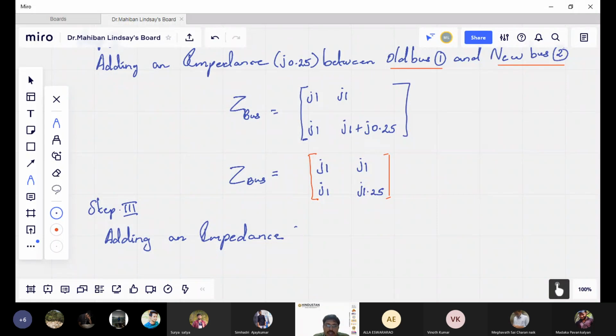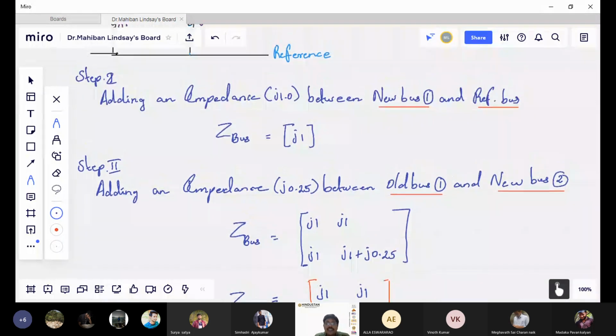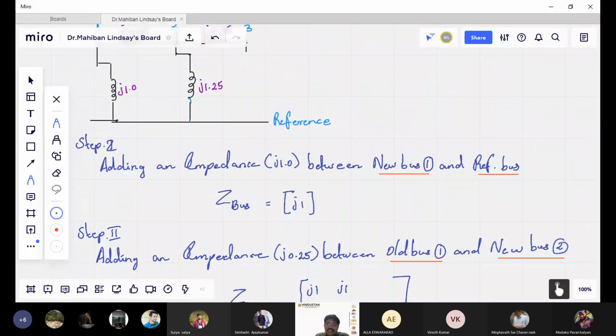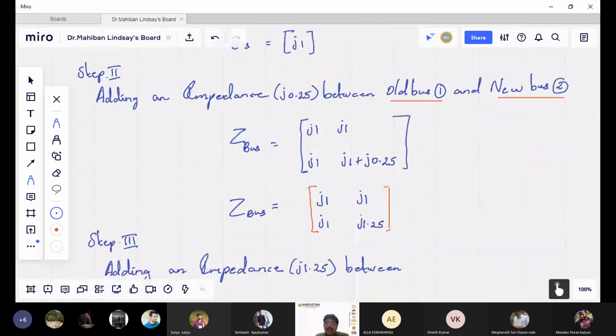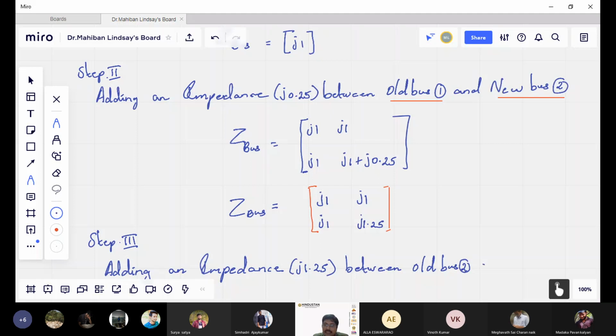Impedance J 1.25, we'll put J 1.25 between second bus and the reference bus. See, now the second bus is old bus and the reference is already there. Listen, the type 3 modification, it is like, that is old bus, between old bus 2 and reference.